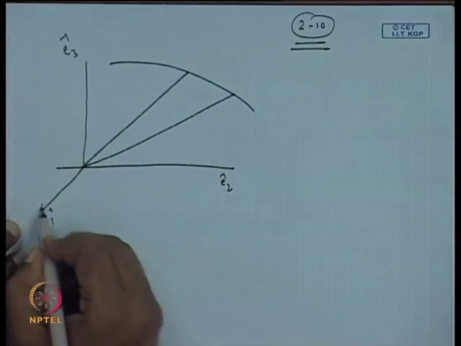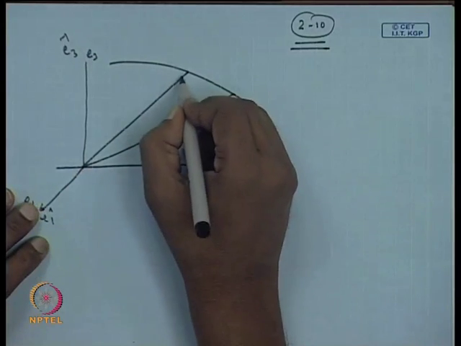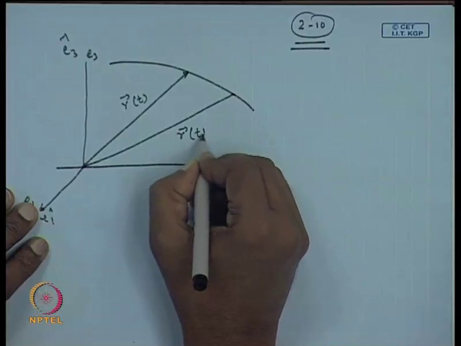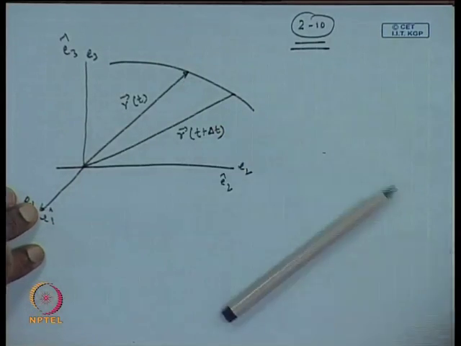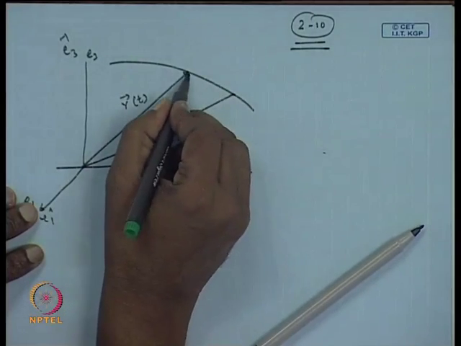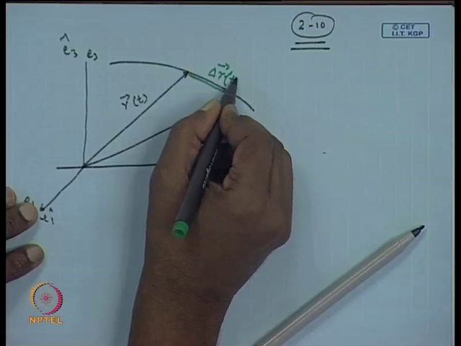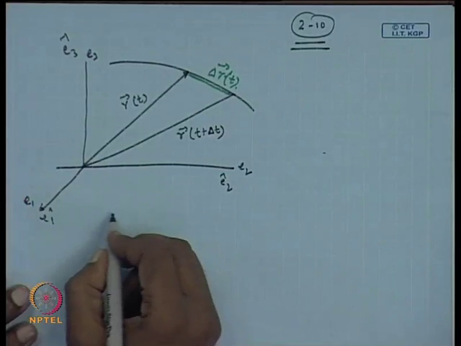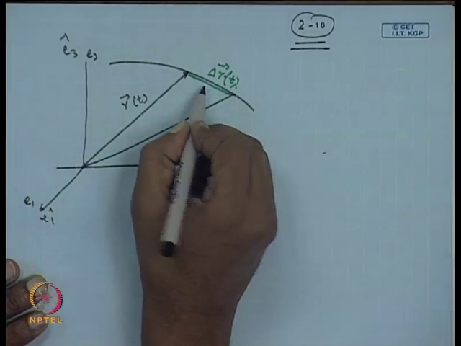So, these are representing the unit vectors in the direction E1, E2 and E3. R is the vector at time t, and this is at t plus dt or delta t. So, the vector from here to here, this is your delta r at t. So, we are trying to represent this in different terms.